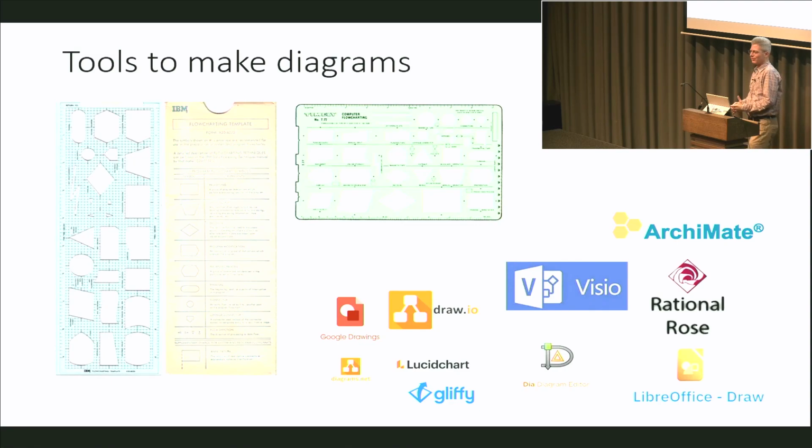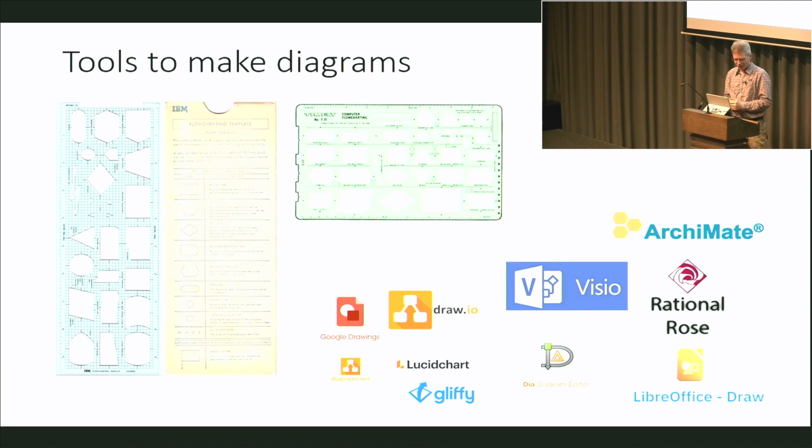All these tools can be used to draw boxes and different kinds of lines between them, meaning you need to give a meaning to your boxes and lines, and you can position them anywhere on a canvas or a piece of paper. And then the question is, what does that mean? It's also a lot of work.